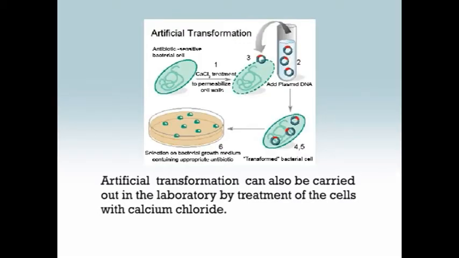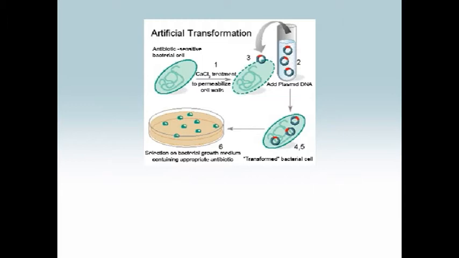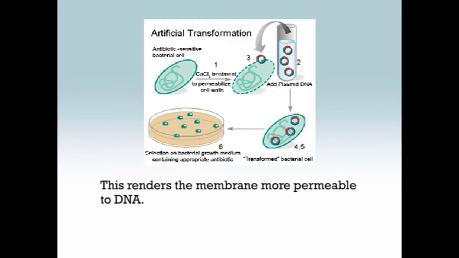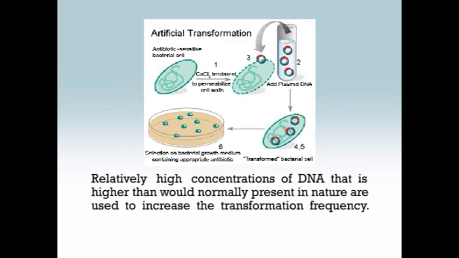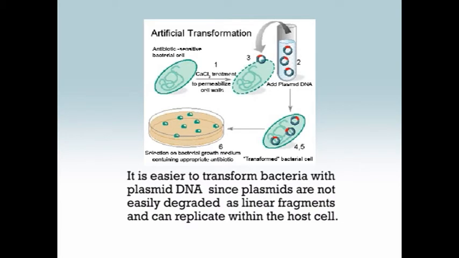Artificial transformation can also be carried out in the laboratory by treating the cells with a chemical known as calcium chloride, which renders the membrane more permeable to DNA. A relatively high concentration of DNA, higher than would normally be present in nature, is used to increase the transformation frequency. It is easier to transform bacteria with plasmid DNA, since plasmids are not easily degraded as linear fragments and can replicate within the host cell.